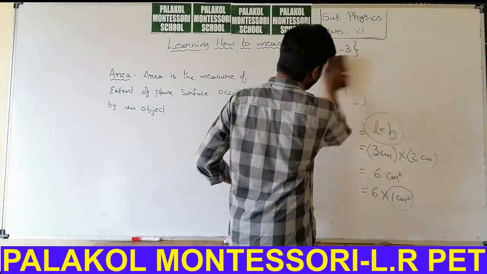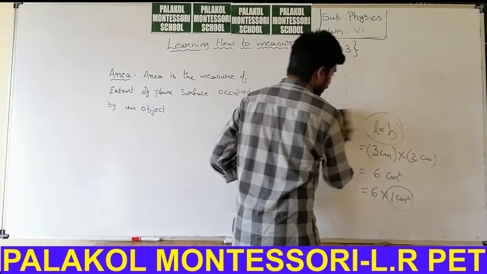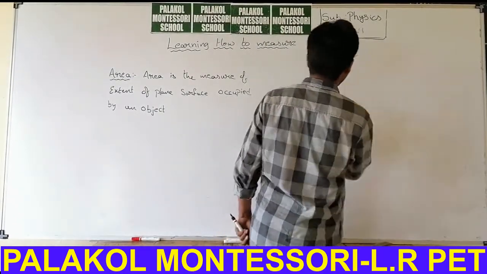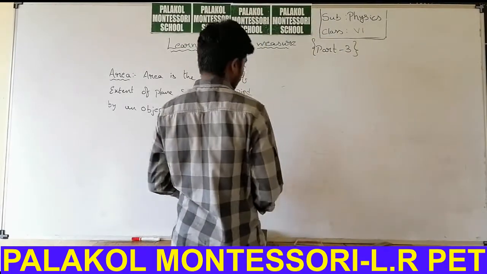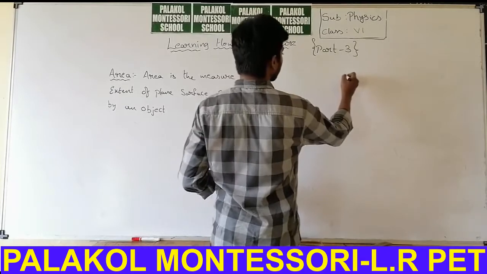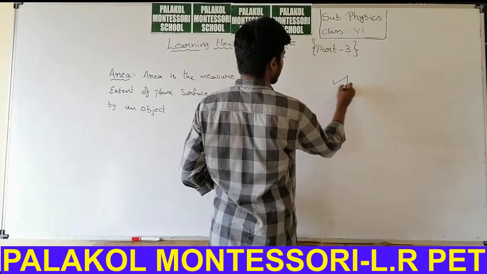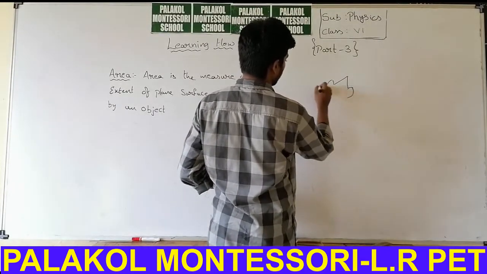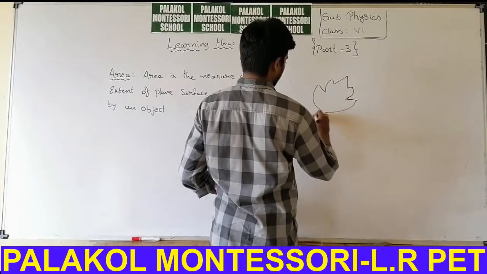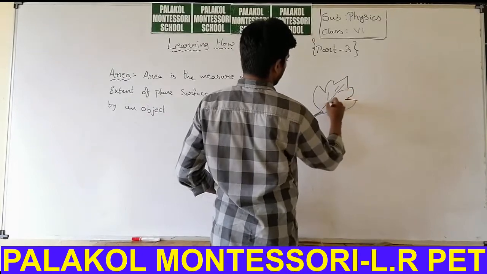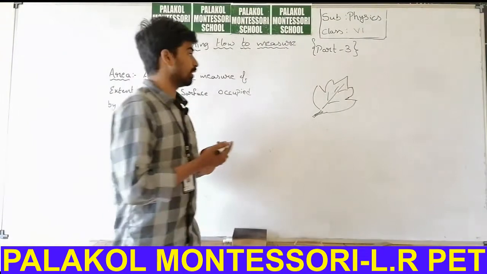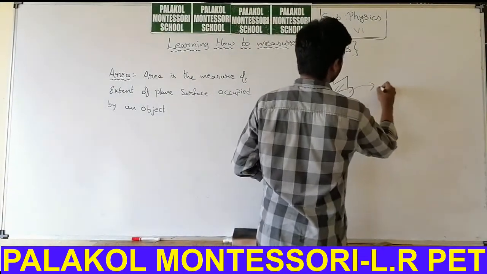But if there are some irregular areas, if you want to measure the areas of irregular shapes, so let us take a leaf. I have considered a leaf. How can you measure the area of this irregular shape? This is an irregular shape.